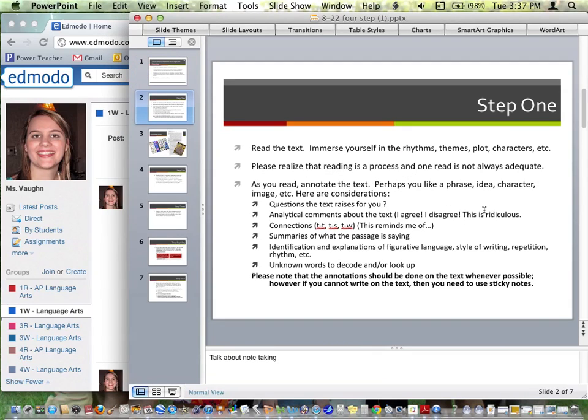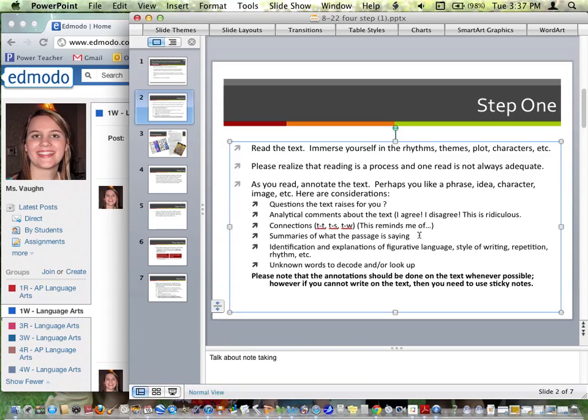The first step is to read the text, annotate the text. I'm going to give you the text on a piece of paper so you can write on it, underline things. Pay close attention to things you like, phrases, ideas, images, questions. Make sure you write out questions that you think of while you're reading this. Analytical comments: I agree with this, or no, I don't agree with that. That's not at all how I believe. Then connections you have, any kind of connections that you have, write those out to the side.